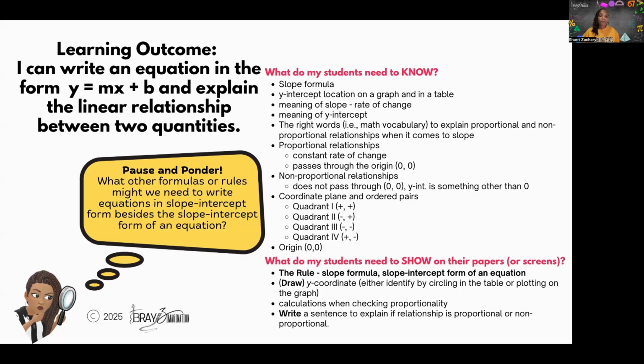And then because we will be working with graphs, we also need to know the coordinate plane and where those ordered pairs are located. Okay, so again, if it's quadrant 1, we're talking about a positive x coordinate and a positive y coordinate. Quadrant 2, a negative x coordinate and a positive y coordinate. Quadrant 3, we're talking about two negative coordinates. And then for quadrant 4, we're talking about a positive x coordinate and a negative y coordinate. All right.